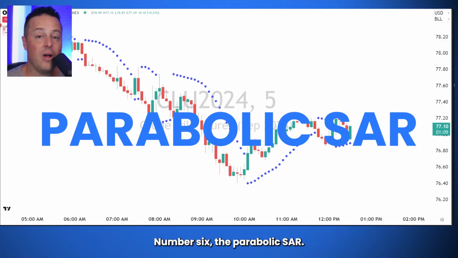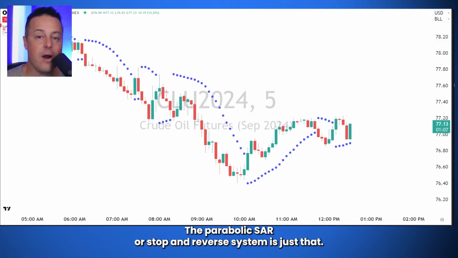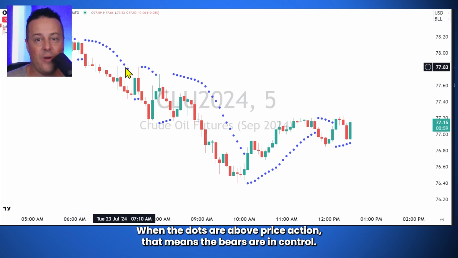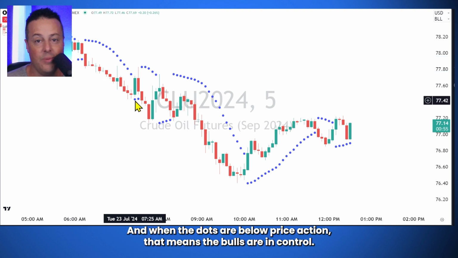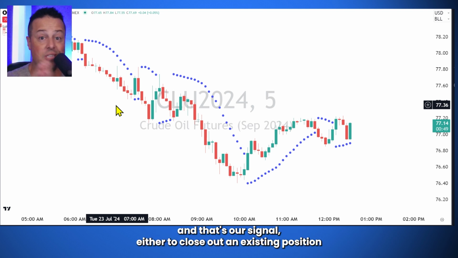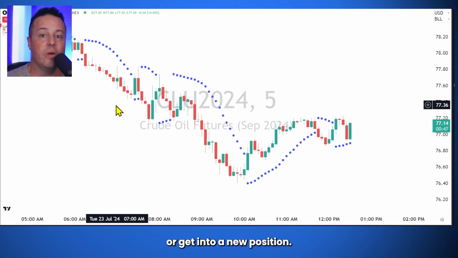Number 6, the Parabolic SAR. The Parabolic SAR, or stop and reverse system, is just that. What we have here is a series of dots plotted above and below price action. When the dots are above price action, that means the bears are in control, and when the dots are below price action, that means the bulls are in control. What we're concerned about is when those dots flip, and that's our signal either to close out an existing position or get into a new position.